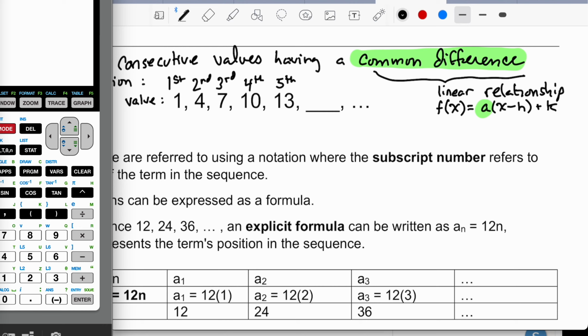Now, if we were to create a graph out of this, we plot the position against the value at that location. But we don't really have the room for that. So what I'll do is I'll just write the ordered pairs. We would have 1, 1, 2, 4, 3, 7, 4, 10, 5, 13. All right, so these are the specific values that would make up the graph.